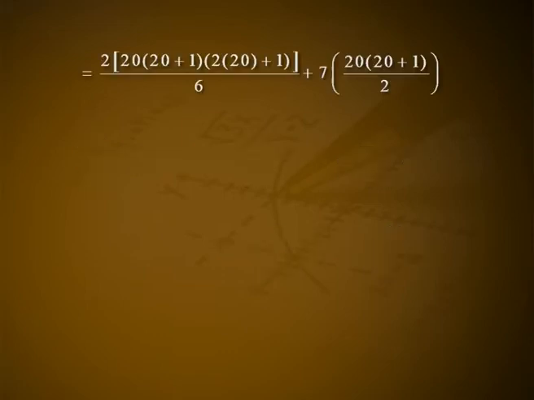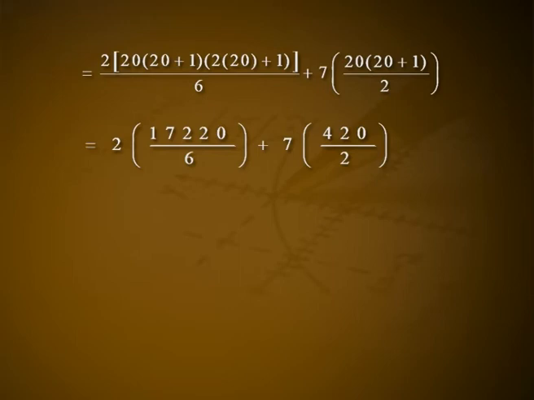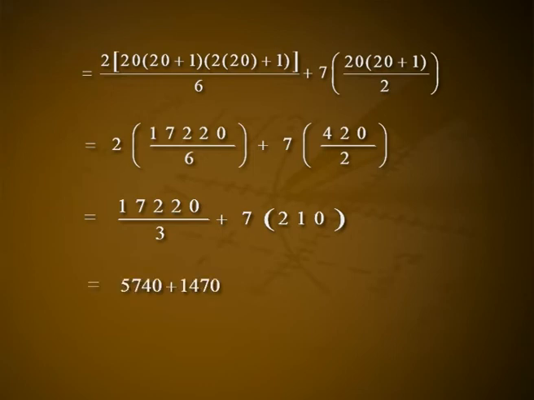Is equal to 2 into 20 into (20 plus 1) into (2 into 20 plus 1) all divided by 6, plus 7 into 20 into (20 plus 1) by 2, is equal to 2 into 17,220 by 6 plus 7 into 420 by 2, is equal to 17,220 by 3 plus 7 into 210, is equal to 5,740 plus 1,470, is equal to 7,210. Therefore, sigma n is equal to 1 to 20 of 2n square plus 7n is equal to 7,210.